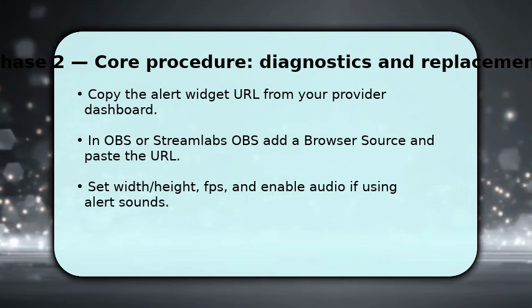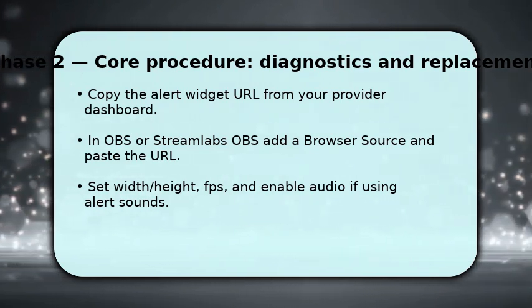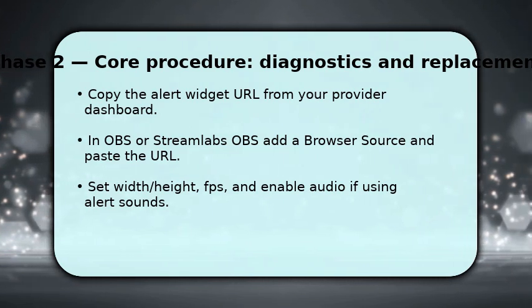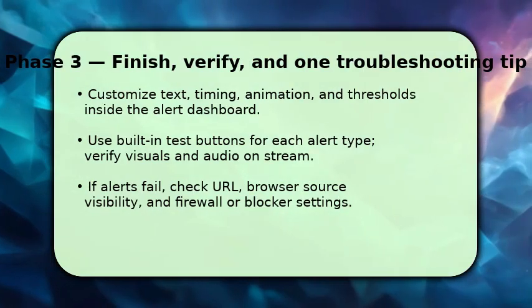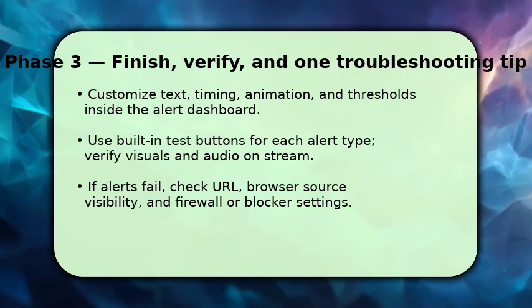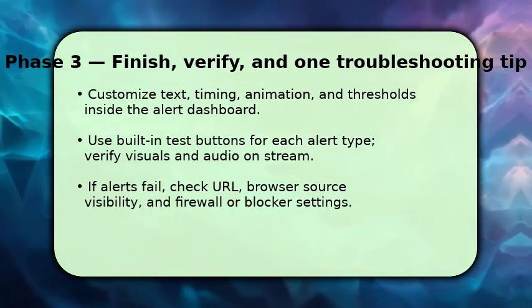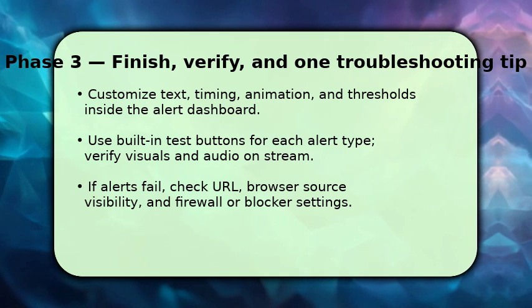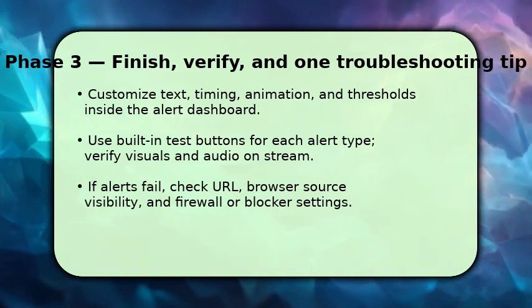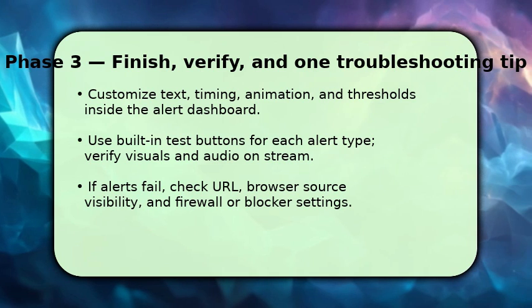Enable the source audio. Finally, customize timing, animation, and message templates so alerts match your brand and don't overstay on screen. Use the provider's test buttons for follow, sub, donation, and raid alerts. Watch the stream preview and listen to audio to confirm levels. Once satisfied, save and lock the scene in your encoder.